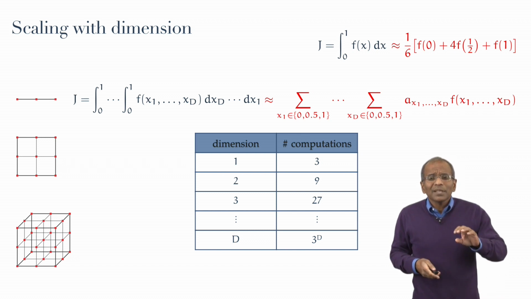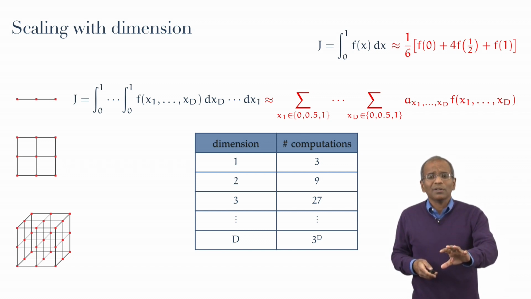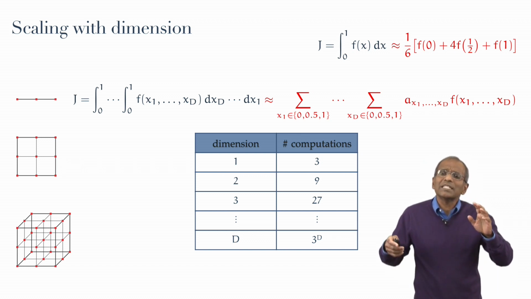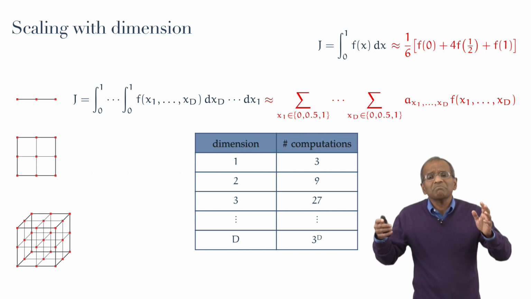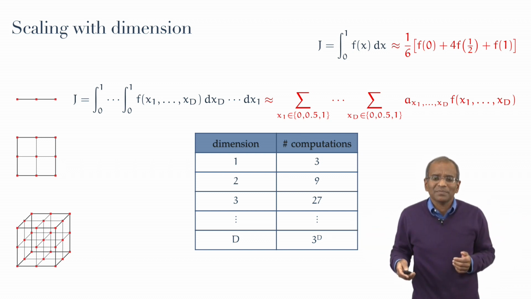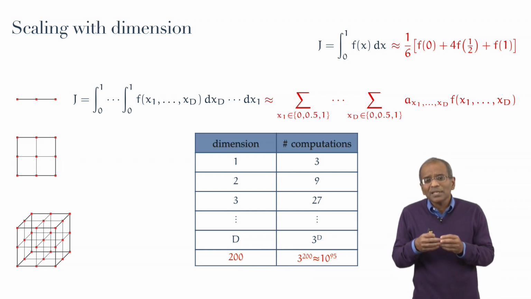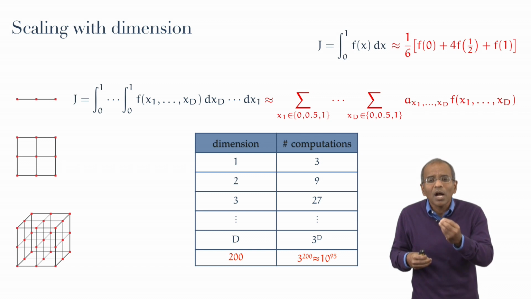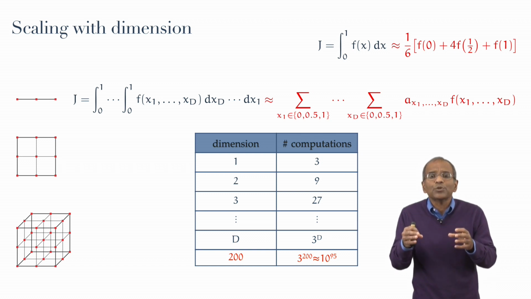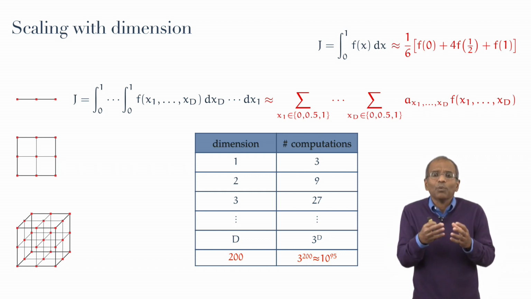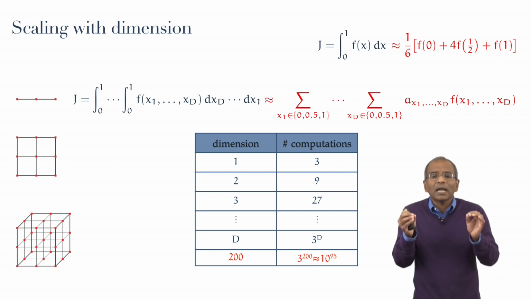Now, just to get a feeling for the scaling numerically, let's say what happens if we are dealing with, at a whim, say d is equal to 200 dimensions. If d is 200, then we're dealing with 3 to the power 200 lookups of the values of the function. Now, what is 3 to the power 200? If you translate it, it comes out to be a little bit more than 10 to the power 95.